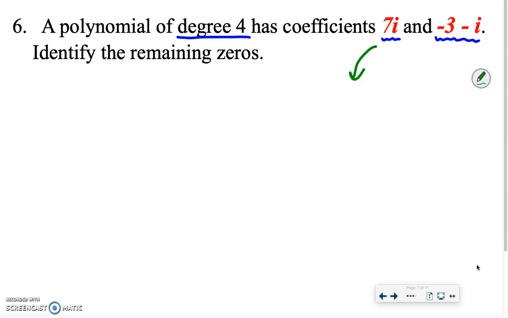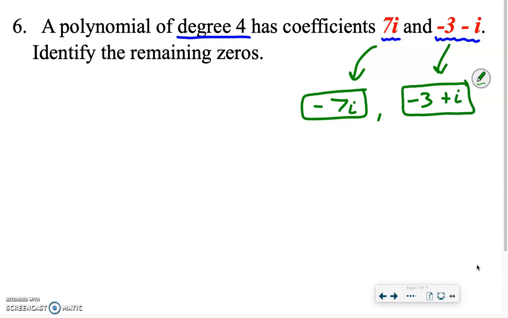these complex zeros, don't they come in pairs? So if 7i, positive 7i is a zero, automatically what else is a zero? Negative 7i. That's going to be one. Now, same thing over here, if negative 3 minus i is a zero, what else is going to be a zero? Negative 3 plus i. Again, complex conjugate. So, are we feeling pretty confident with that piece there?